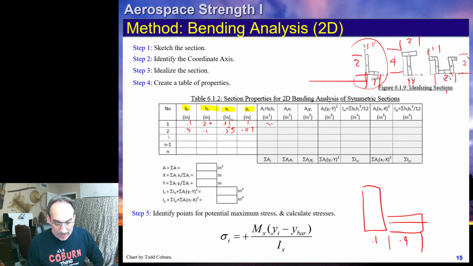Once we have that, we calculate this, calculate this, calculate that, put it there. Calculate this, calculate this, calculate this. Take this divided by this and put it there.